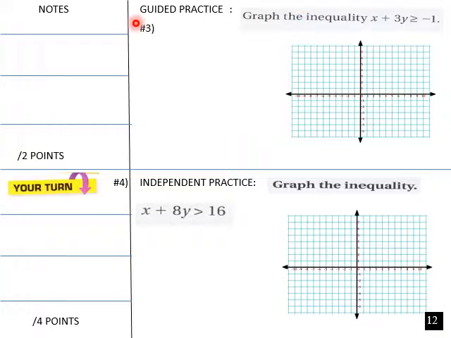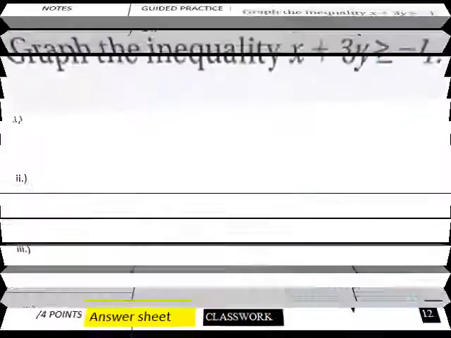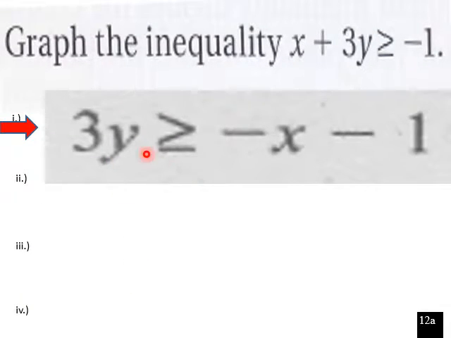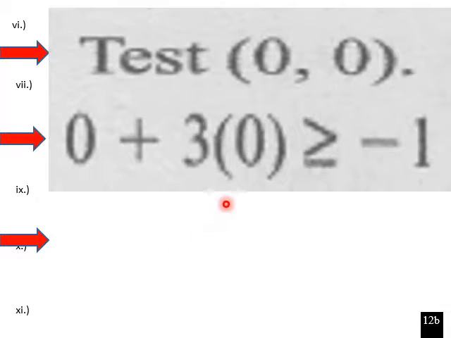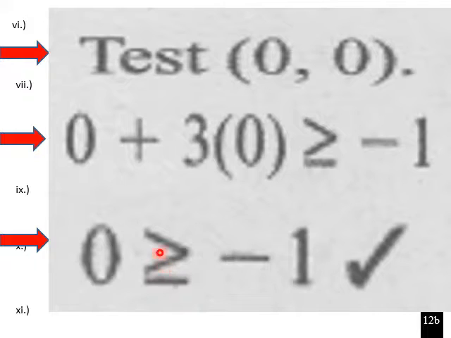Okay, graph the inequality. Here's some practice: x plus 3y is greater than or equal to negative 1. Students, this one is yours: x plus 8y is greater than 16. Let's get to our guided practice. 3y is greater than or equal to negative x minus 1, so we move the x over here. Divide through by 3, then we get y is greater than or equal to negative 1/3 x minus 1/3. We're going to test 0, 0 to see if it's right. It tests out, so that would be our solution for that.